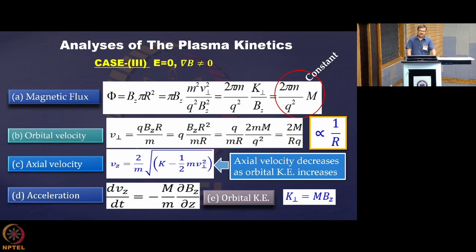For orbital motion, if the velocity is v perpendicular, this orbital velocity, we know that the radius of gyration is equal to m v perpendicular by q Bz. So we are just putting that value over here and making a square. Everything is getting a power of 2. So m square v perpendicular square divided by q square Bz square, because m v by qB is the radius and you are putting a square of that.